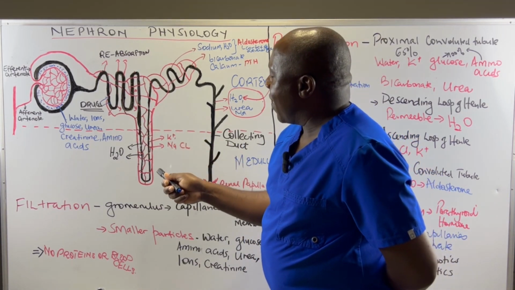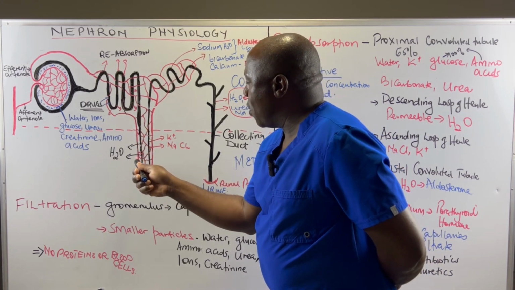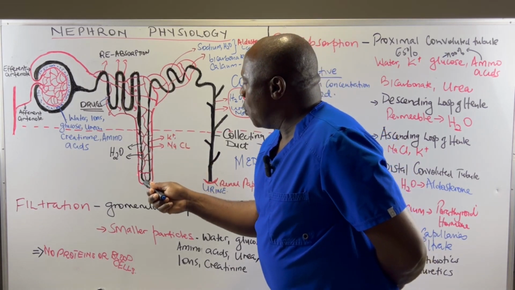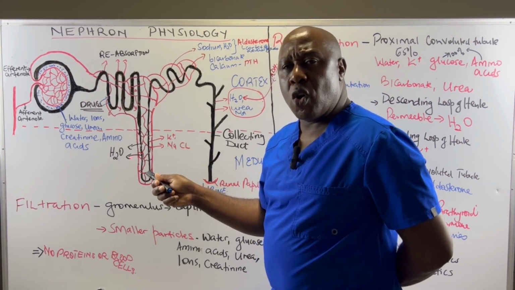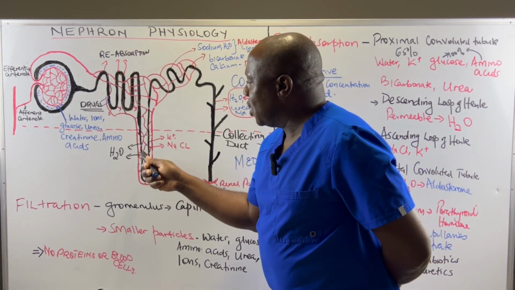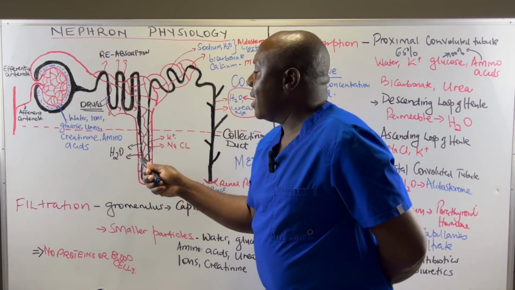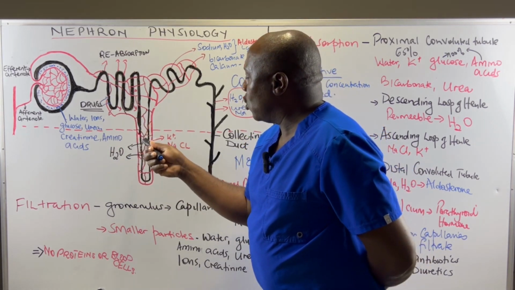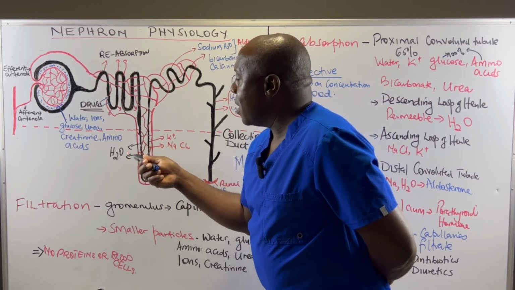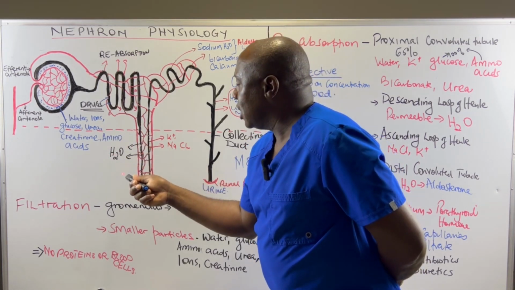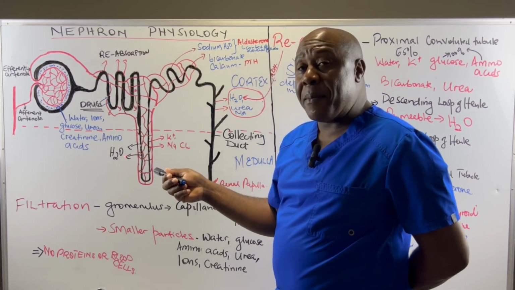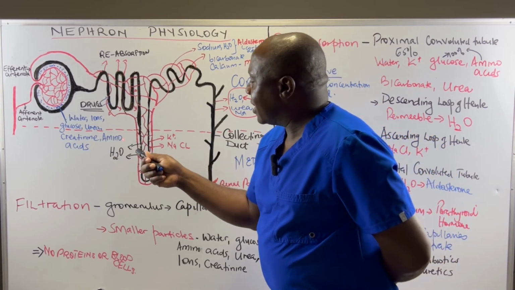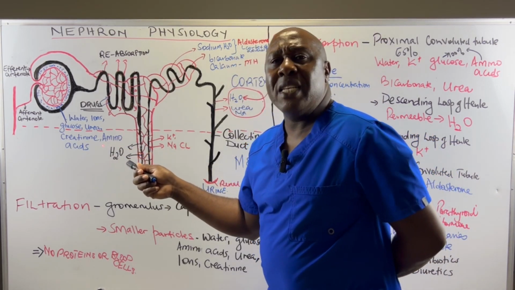The loop of Henle is divided into two. We have the descending loop of Henle and the ascending loop of Henle. Now, the descending loop of Henle is permeable to water. So when this filtrate comes in this place, most of the water is reabsorbed in that particular section. Water moves out of the tubular filtrate into the bloodstream because the descending loop of Henle is permeable. Now, apart from the permeability of the descending loop of Henle, this is the renal medulla. The renal medulla is very salty.